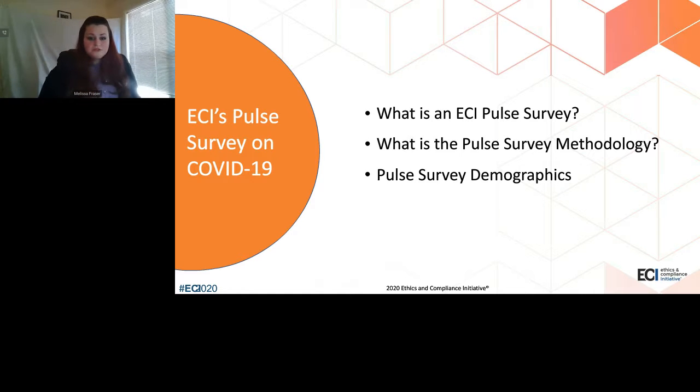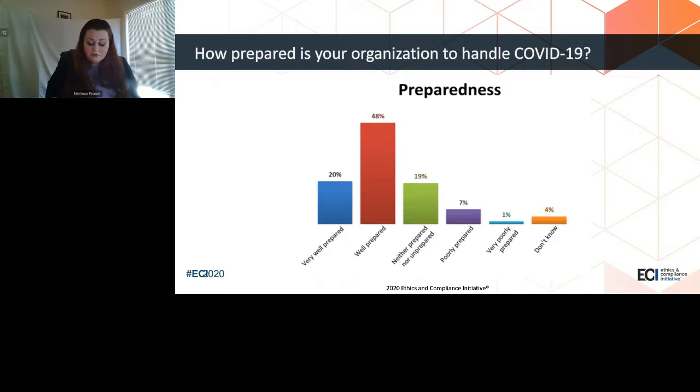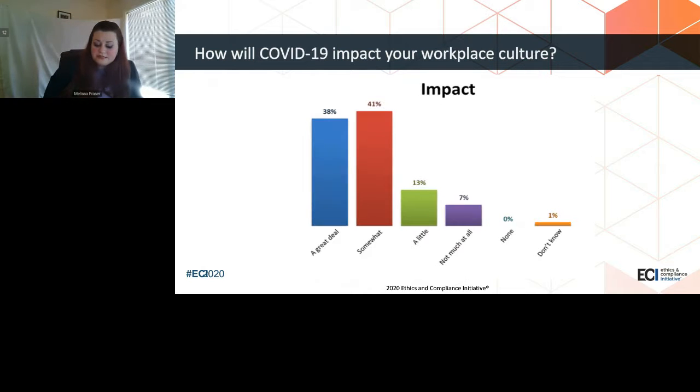So, pulse survey question 1. How prepared is your organization to handle the coronavirus? The majority of respondents believe that their organization is well prepared, 48%. This is that red bar, that high bar you see. Our next pulse survey question: how do you think a health crisis like COVID-19 will impact your organization's workplace culture? Results indicated that 38% believe there will be a great deal of impact. Important to note is that 0% of respondents believe there will be no impact. Every respondent believed there would be some form of impact.